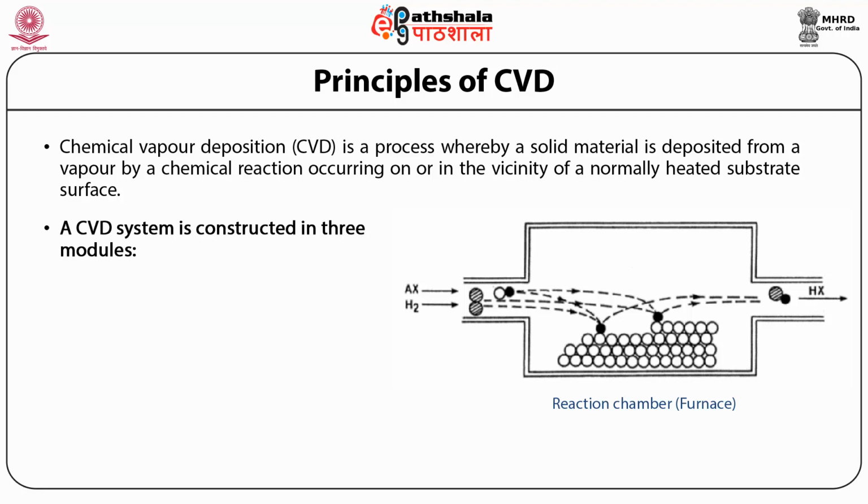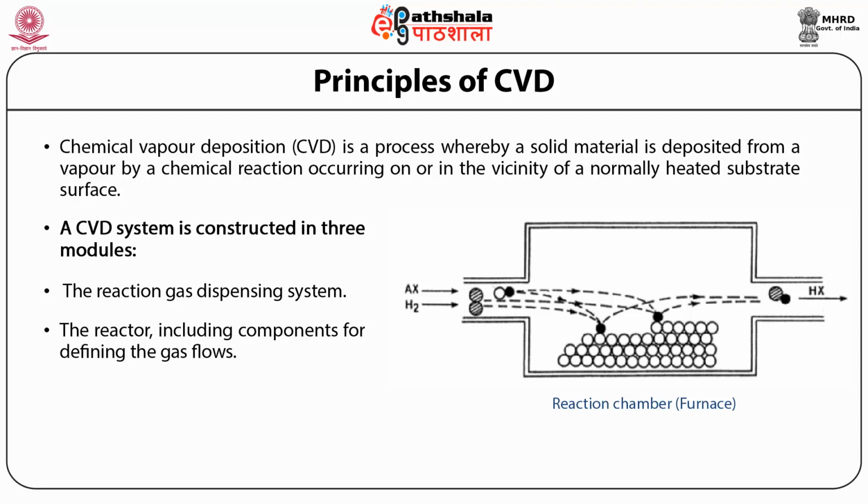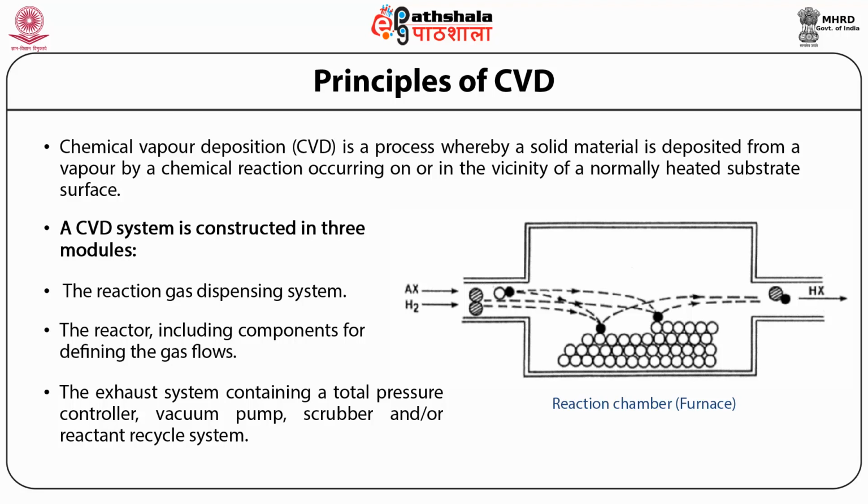A CVD system is constructed in three modules: first, a reaction gas dispensing system; next, the reactor, including the components for defining the gas flows; and thirdly, the exhaust system containing a total pressure controller, vacuum pump, scrubber and/or reactant recycle system, as shown in this figure.